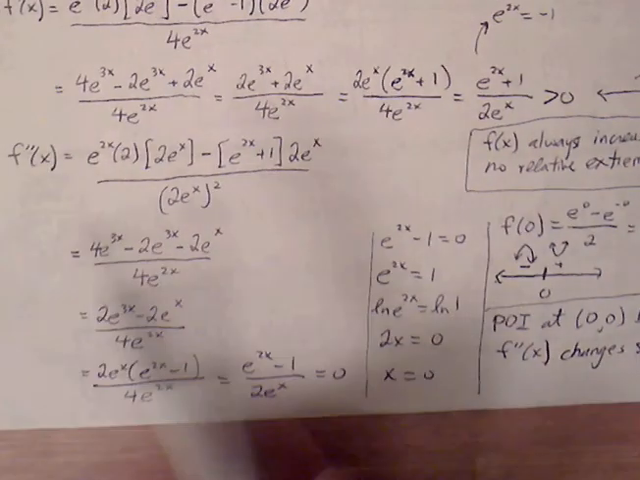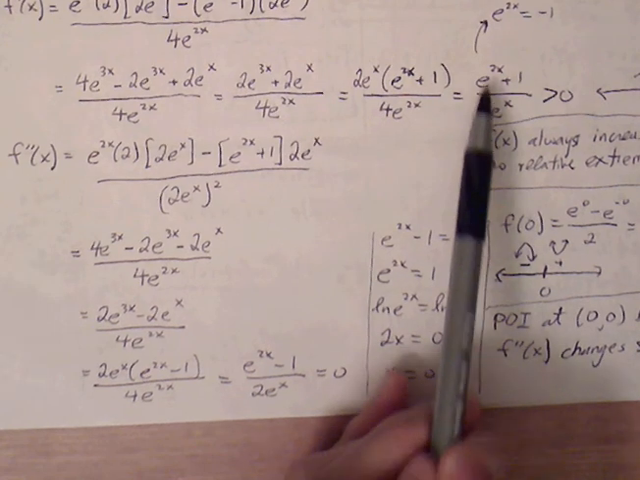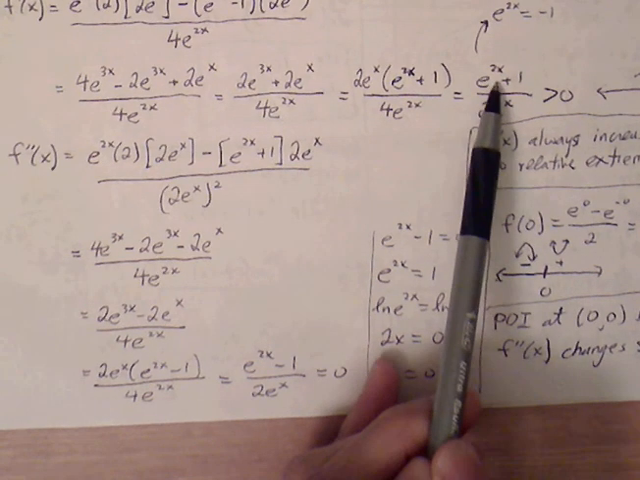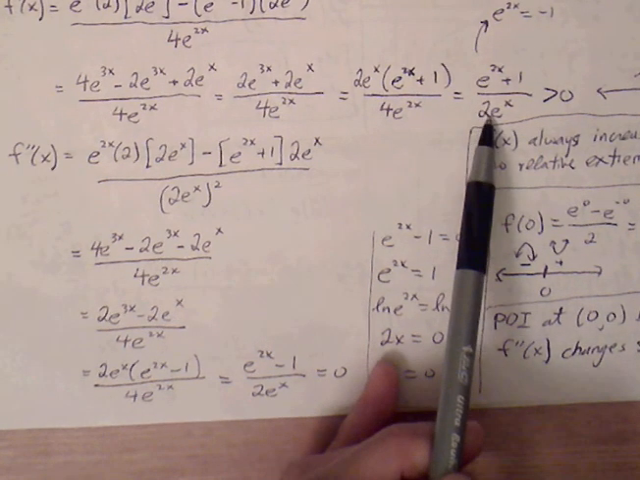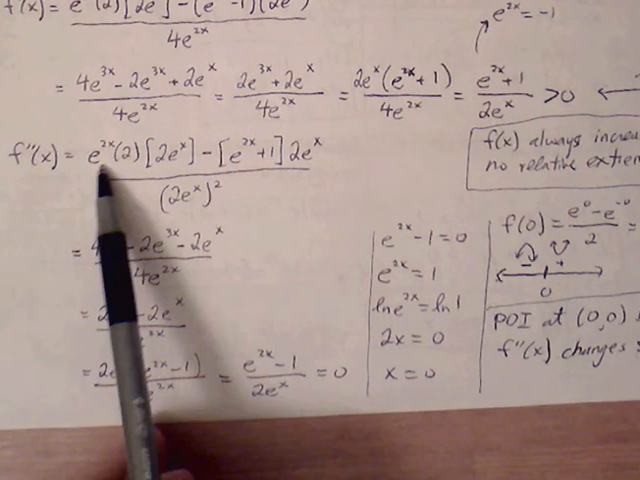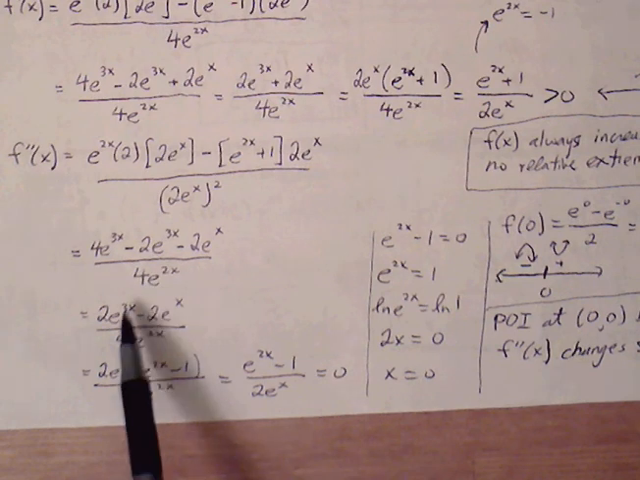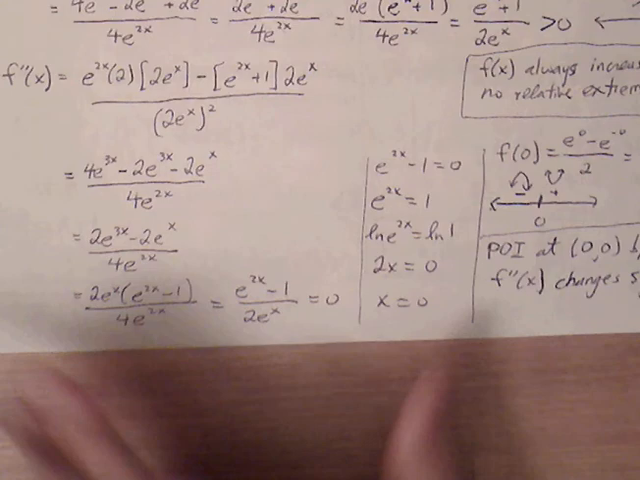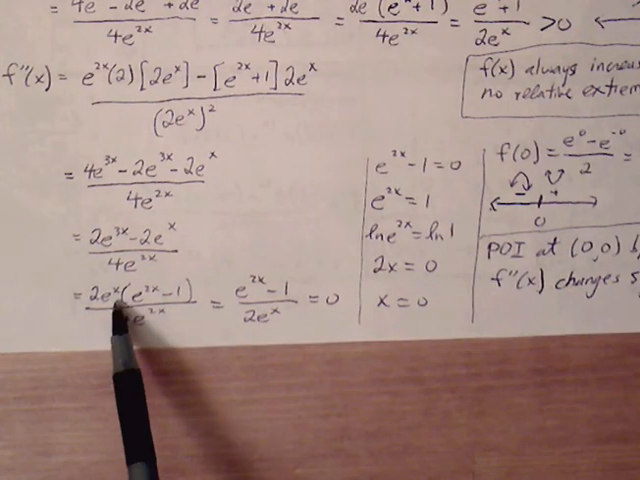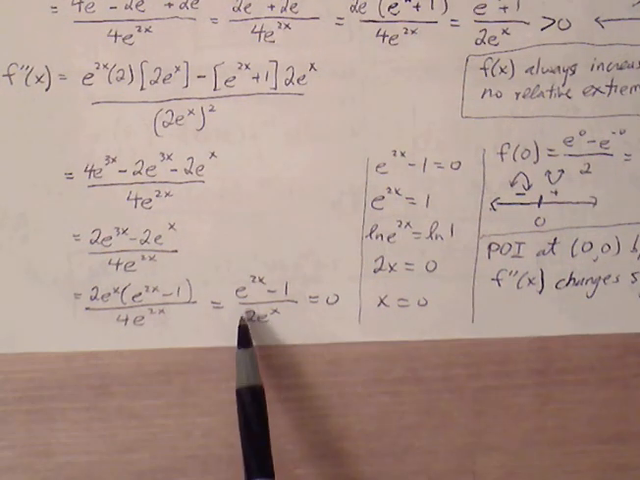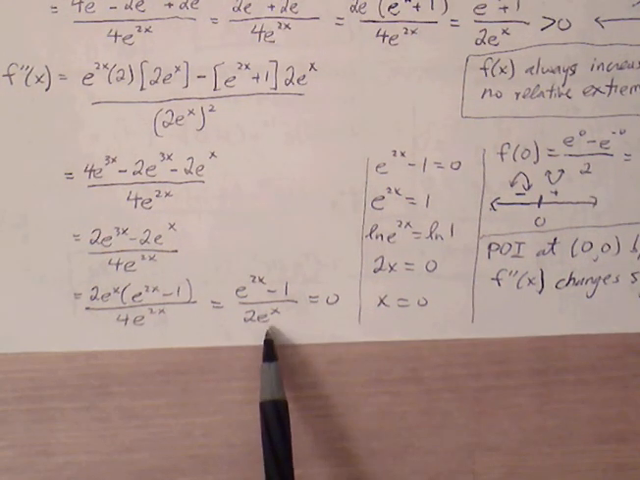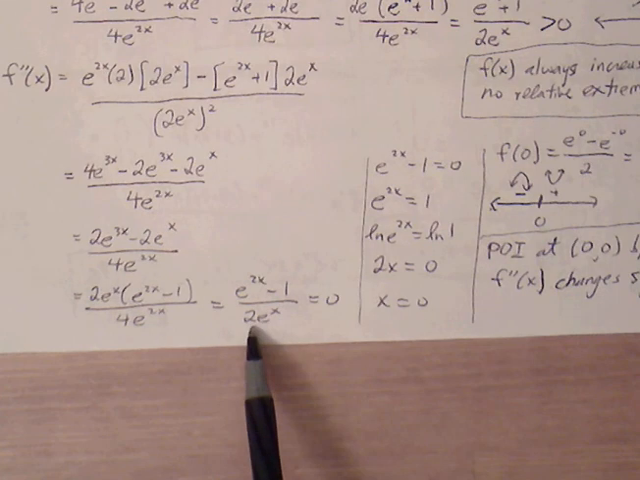f double prime. To get from f prime to f double prime, we have to go through the quotient rule again. So f prime g minus f g prime all over g squared. Expand the numerator to combine like terms. Again, 2e to the 3x minus 2e to the x. Factor out the 2e to the x. Cancel with the denominator. We're left with e to the 2x minus 1 all over 2e to the x.